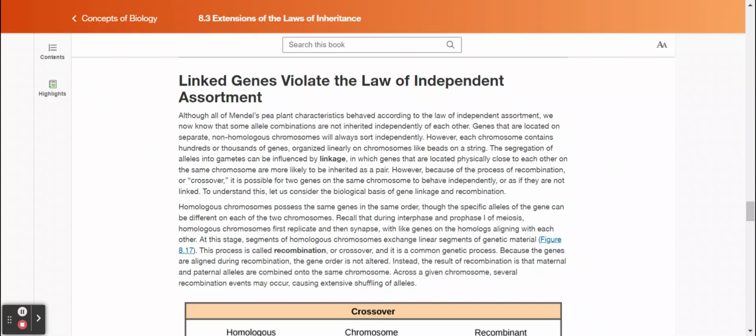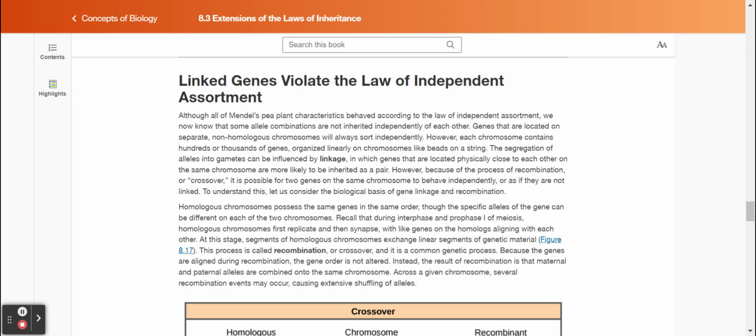Linked genes violate the law of independent assortment. Although all of Mendel's pea plant characteristics behaved according to the law of independent assortment, we now know that some allele combinations are not inherited independently of each other. Genes that are located on separate, non-homologous chromosomes will always sort independently.